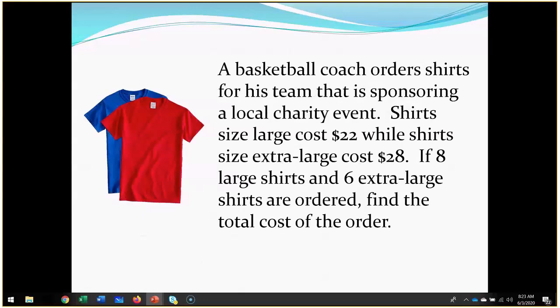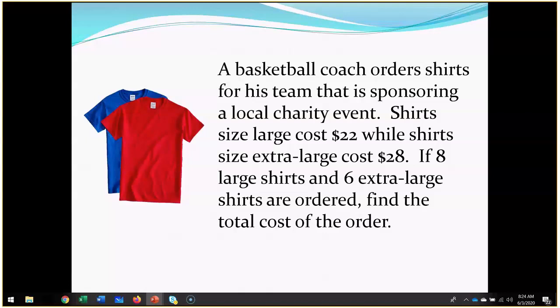All right. Here's another one. A basketball coach orders shirts for his team that is sponsoring a local charity event. Shirts size large cost $22, while extra large cost $28. If 8 large and 6 extra large are ordered, find the total cost.